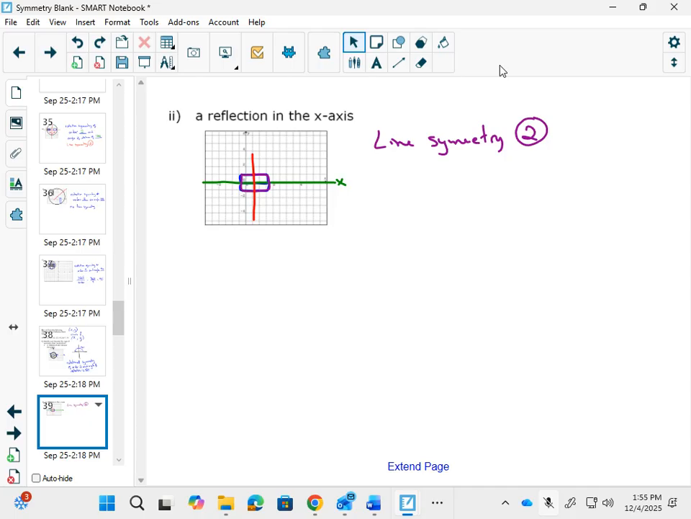Rotation symmetry? Question? Did we get a new booklet? We did get a new booklet. I don't have it. You don't have it. Oh, sorry. I didn't know I was writing it.